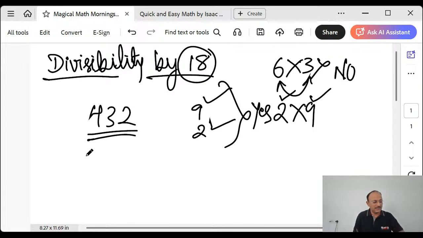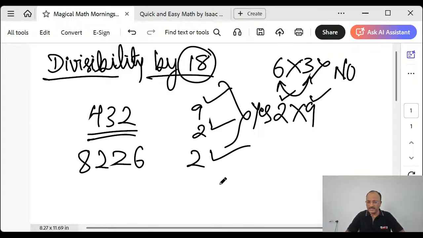Now check with this: 8226. Is it divisible by 18 or not? Tell me. First we'll check with 2. Yes. Now check with 9 and tell me. If it is divisible by 9 also, then we can say yes.